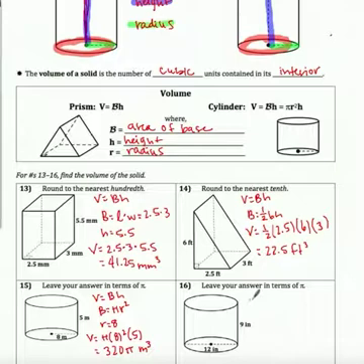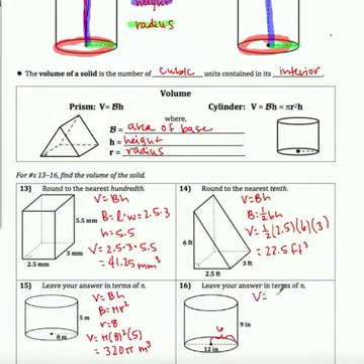And then number 16 says leave your answer in terms of pi again. And so this time, though, it gives us an entire diameter, but we only need the radius, so we only need from the middle to the outside. And so if the diameter is 12, that means that the radius would have to be 6.